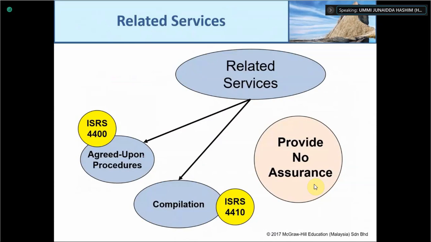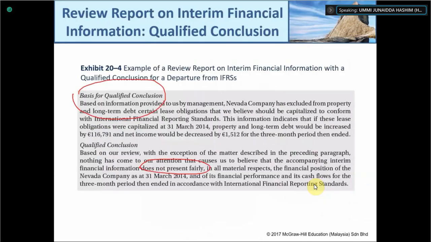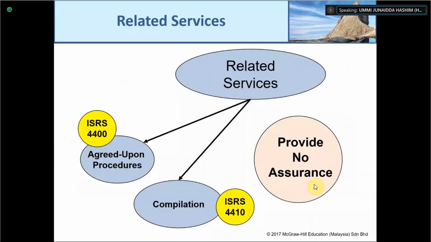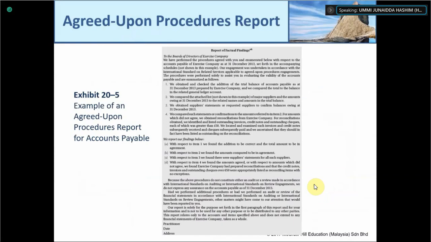So this is related service. For the related service, kita ada agreed upon procedures and compilation. Yang tadi ni adalah assurance kan? Assurance engagement. Betul tak? Previous adalah assurance engagement. Yang ni adalah related, the other one, related service. So dia ada agreed upon procedures and compilation. So this is an example of the report of factual findings on the agreed upon procedures for the accounts payable.